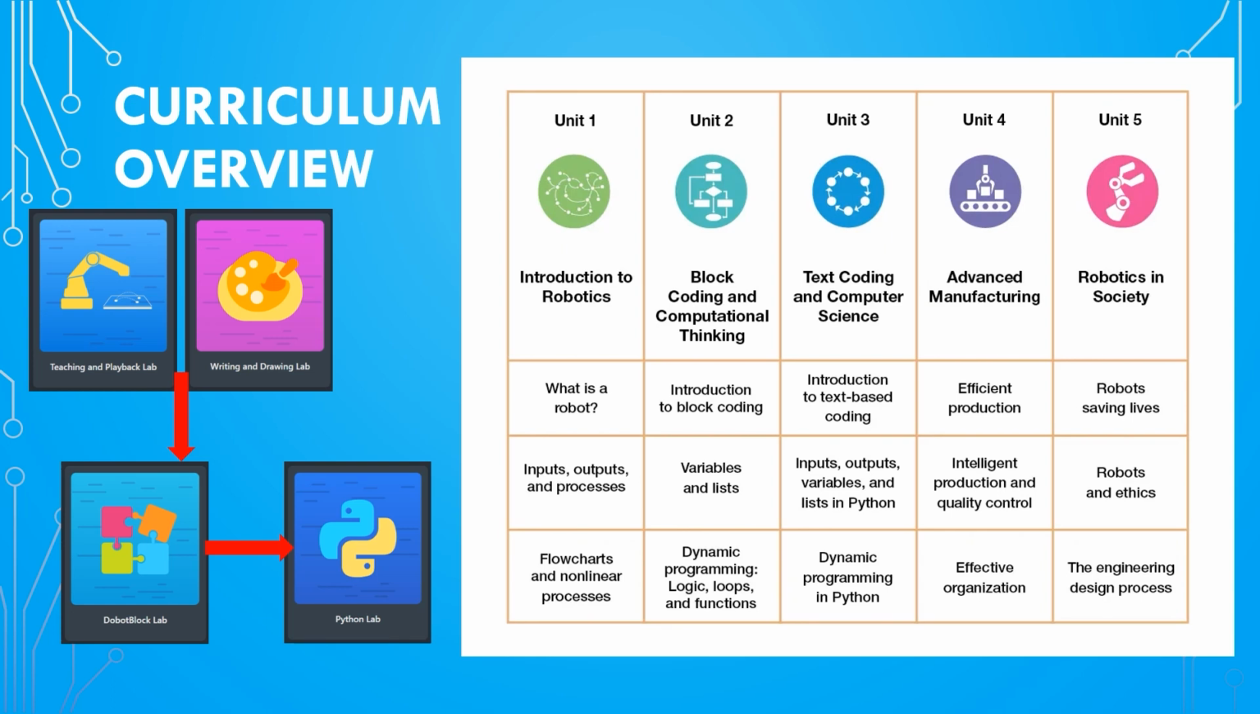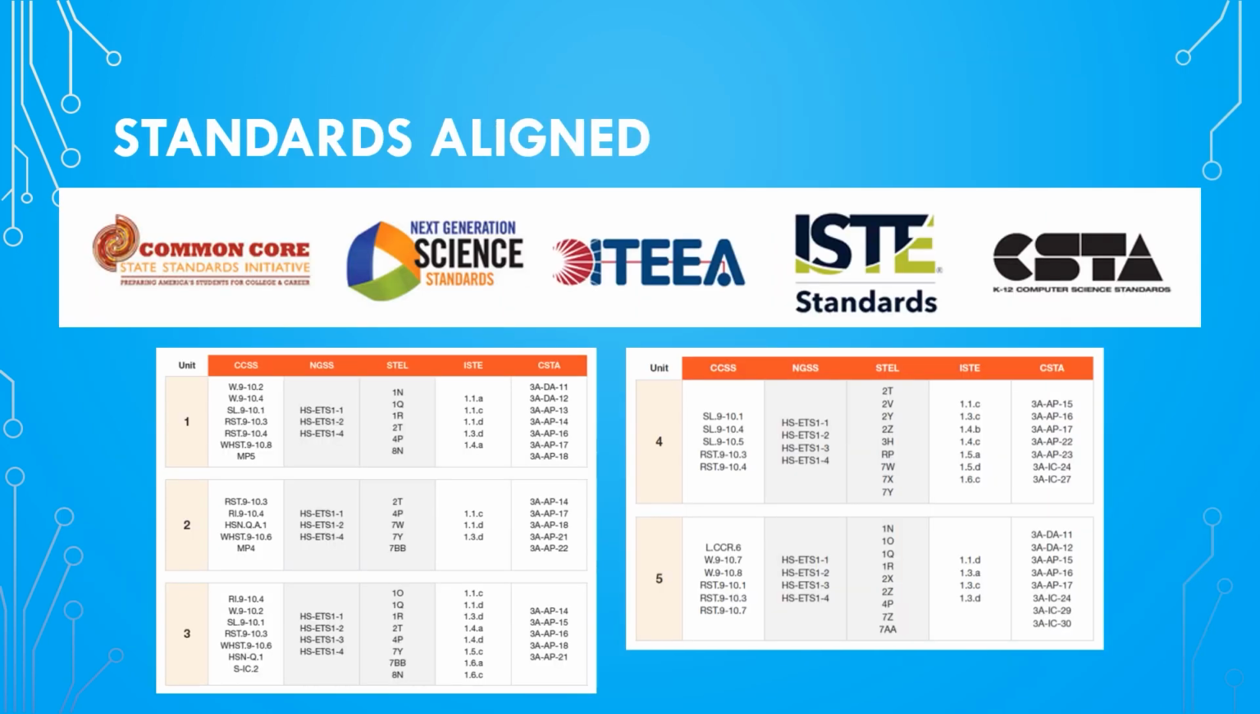Another very basic form of coding that they're going to do is using the writing and drawing lab in Dobot Lab, which we'll talk about a little bit later. So from there, they're going to transition from those very basic forms of coding, and then they're going to code in Dobot Block Lab. So that's the block coding portion of the curriculum. And then finally, they transition from block coding to coding in Python.